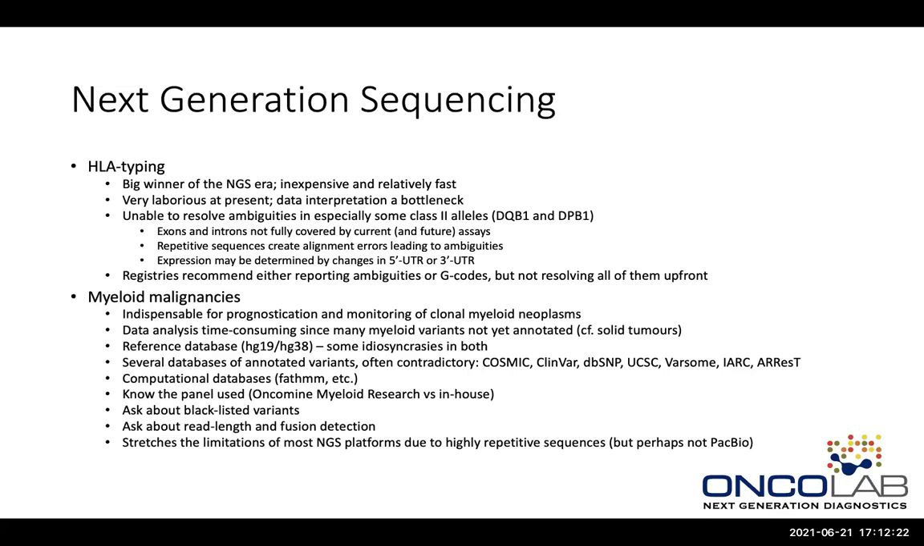Okay, one needs to ask about read length and fusion detection. Fusion detection is usually with RNA input to detect gene fusion. So this is available on the Oncomine Myeloid Research, but not all other assays. The read length, so for FLT3 and for many of our others, we've had to increase the read length. So the fragments that you analyze go from 200 base pairs, specifically this assay goes to 400 base pairs to pick up on those FLT3s and some of the other things. This myeloid assay stretches the limitation of most NGS platforms due to the highly repetitive sequences, perhaps not PacBio.